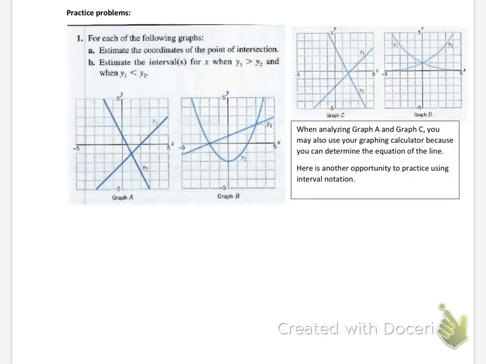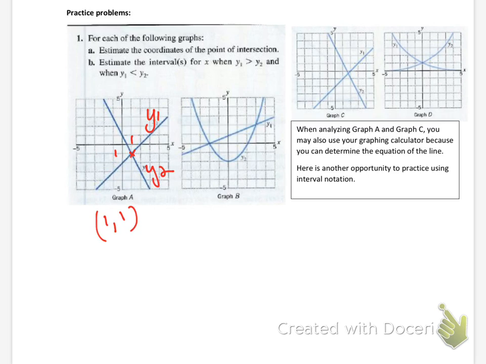Okay, in these little practice problems, for each of the following graphs, it says estimate the coordinates of the point of intersection. So let's see what we're doing here. If this is y1 and this is y2, I'm going to estimate the coordinates. It's right here. I don't really know what the units are, but I can see that this is 1 for my x, and this looks like 1 also for my y. So at 1 comma 1, y1 and y2 are equal. So that is the solution. That is where they intersect.